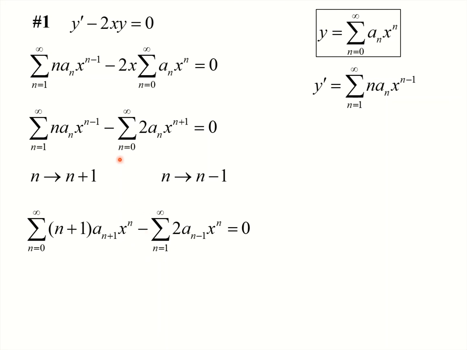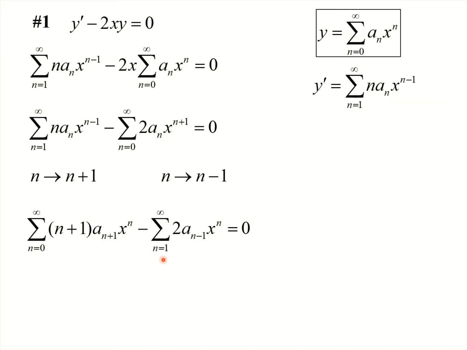This n gets replaced with an n minus 1 on this one, so n minus 1 equals 0, so n equals 1. And we have 2a sub n minus 1, x to the n. That's exactly what I wanted. So first, get x to the n's there. Next, I want both of those summations to start at the same number, and they do not start at the same number.